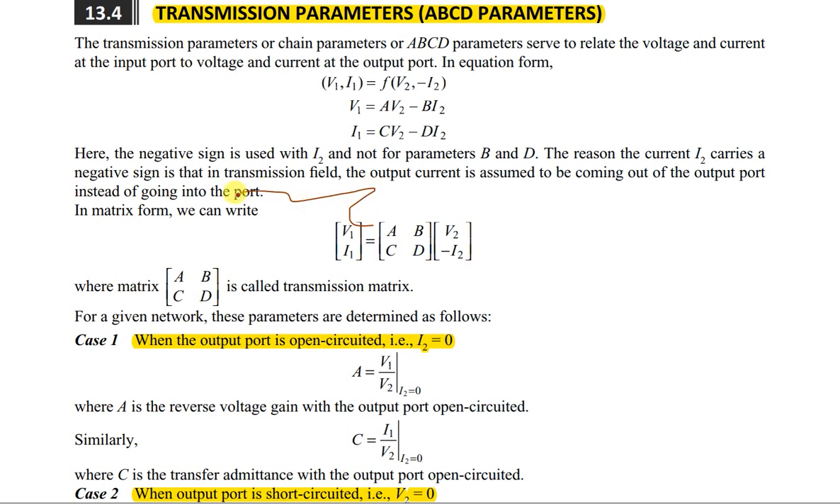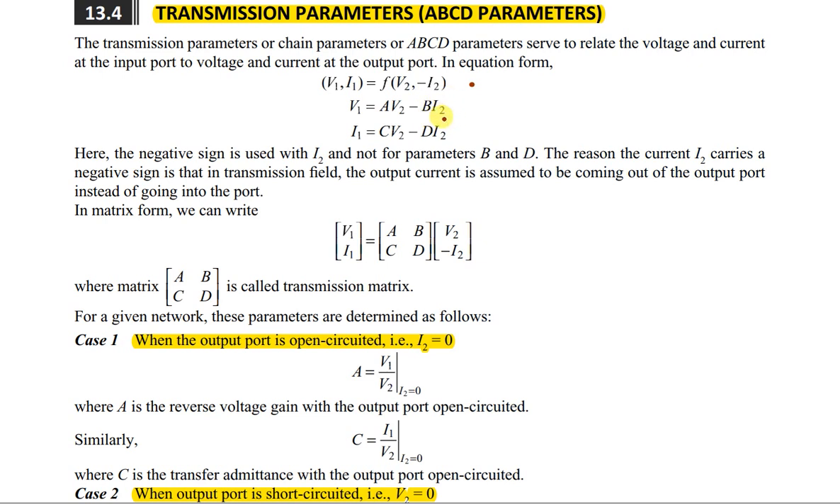Let us see. Okay, let me use the mouse only. So here, I want to find the A value. In order to find the A value, what do I have to make? This I2 is equal to 0. It is a current, no? How to make current equal to 0? We have to open it.